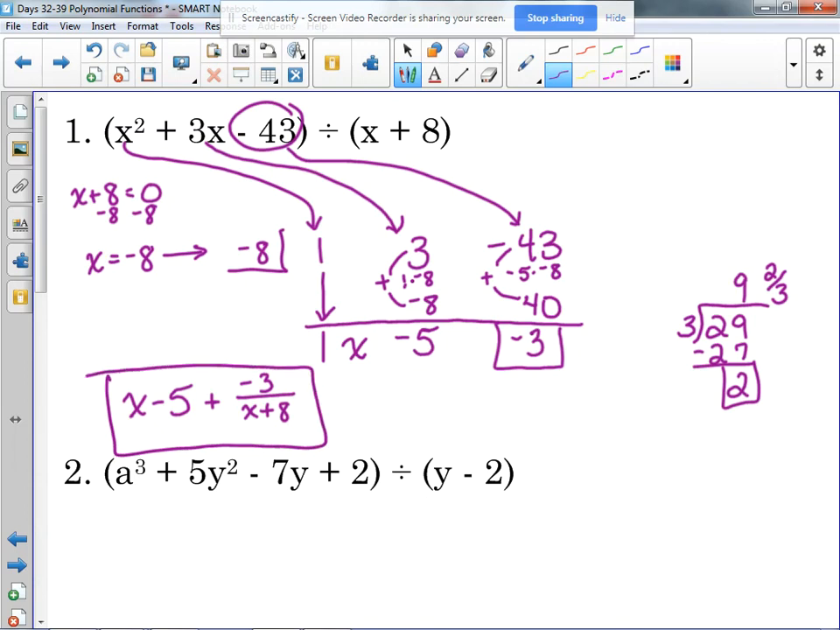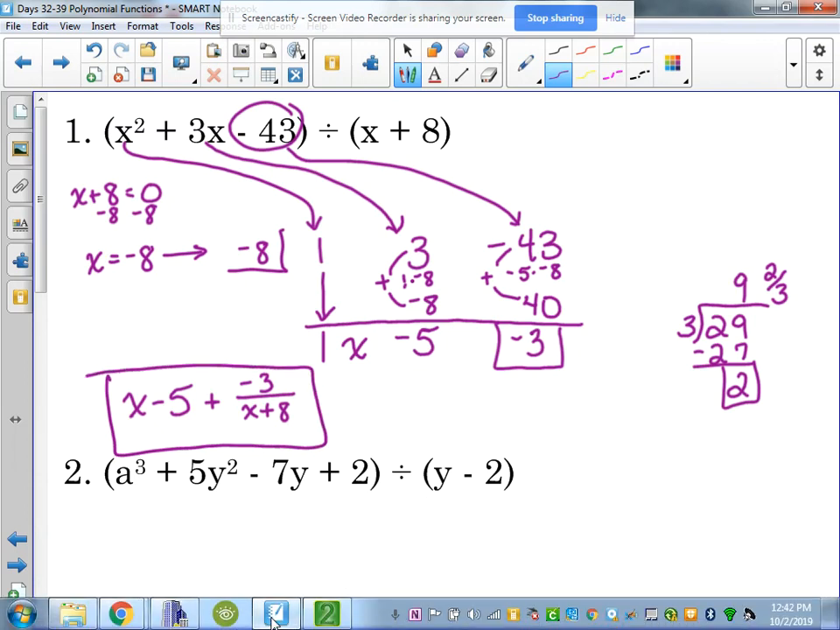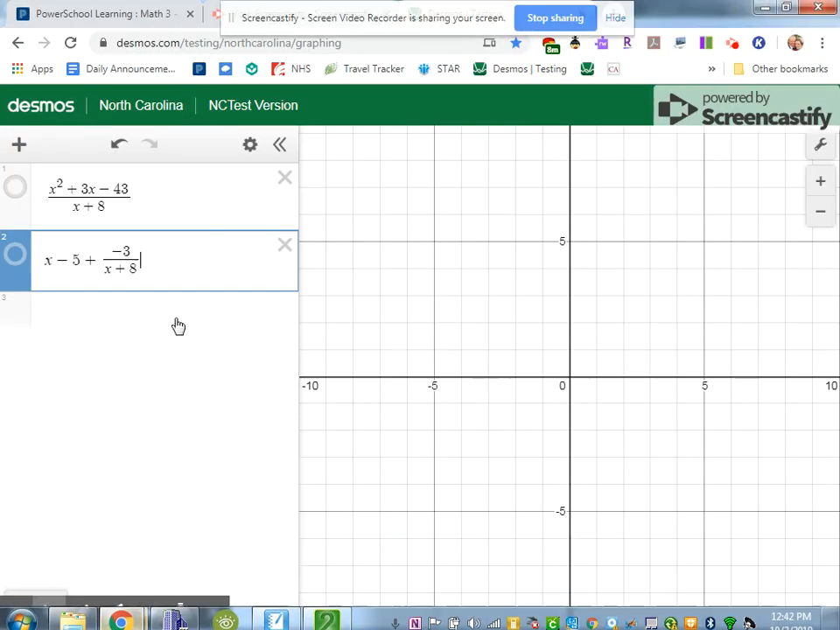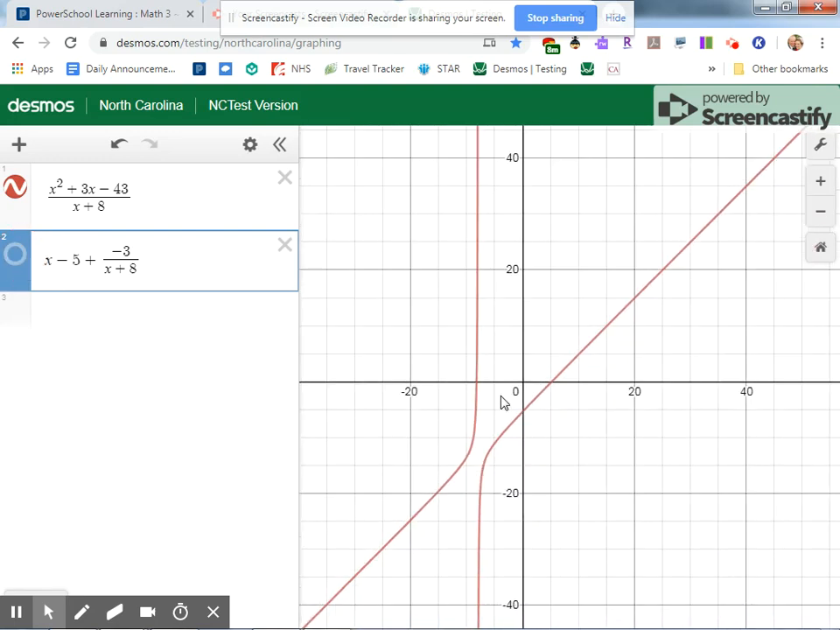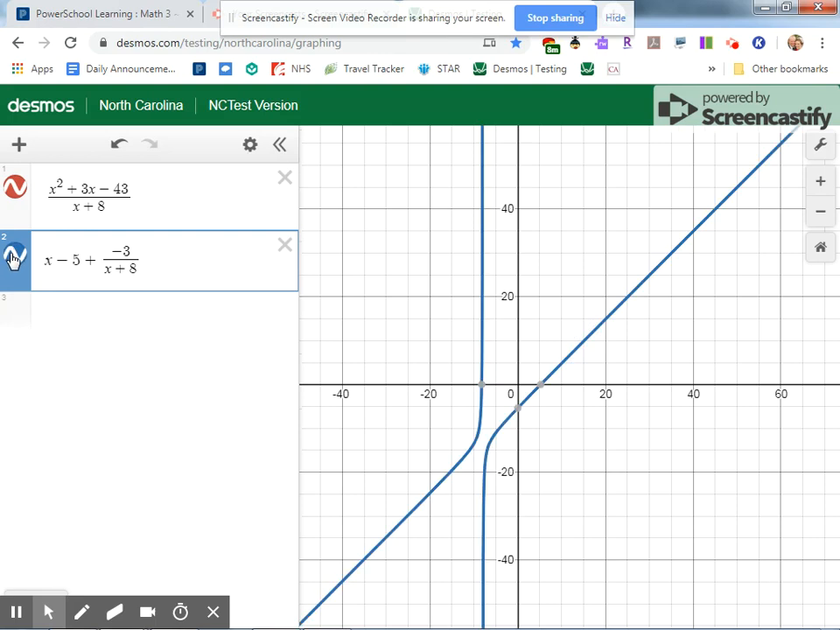You can check it if there's a remainder as well. You plug in the original problem. Here's the original x squared plus 3x minus 43 over x plus 8. Here's our answer. And it's the exact same graph. There's no difference. If you want to zoom out so you can see a little bit more, that's fine. But it is the exact same graph, so you know that you did it correctly.